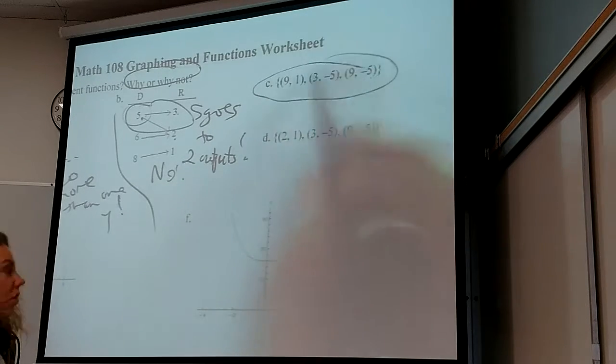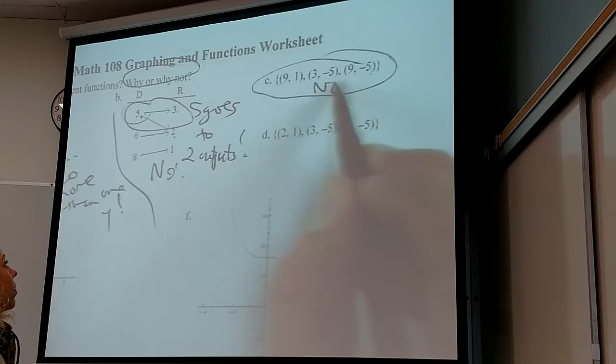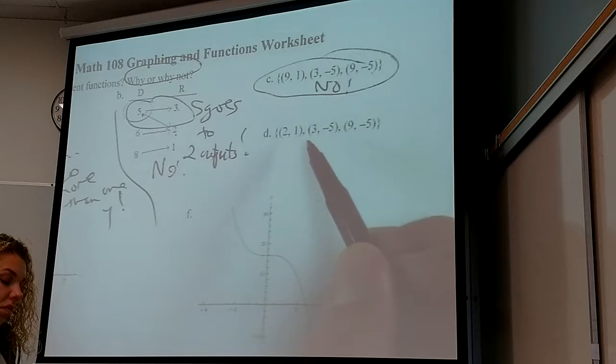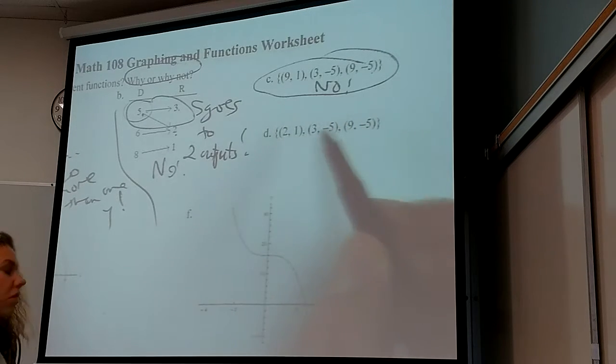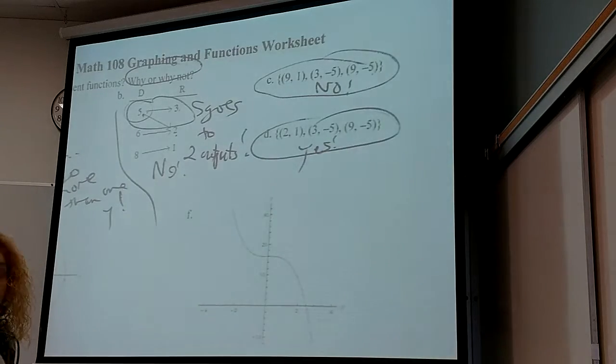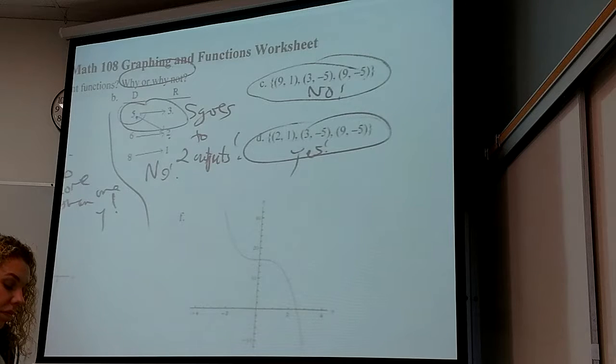So what's true about this guy? Is he a function? No. Not a function. What about this guy? Yes, everything goes to one output. Each input has one output, and this one you would say 9 has more than one output. That would be the explanation.